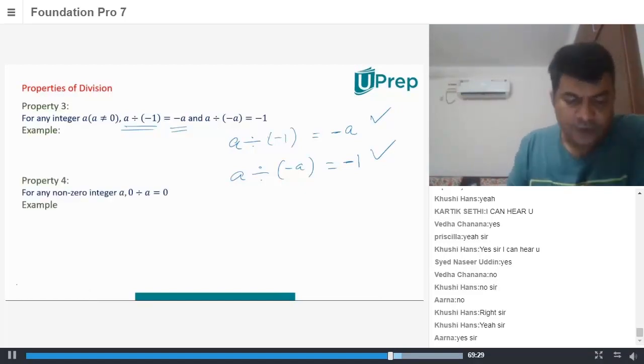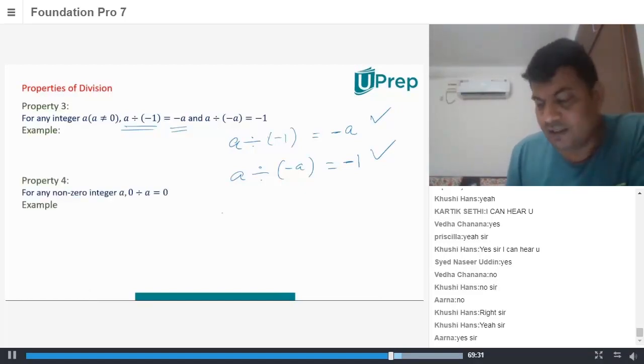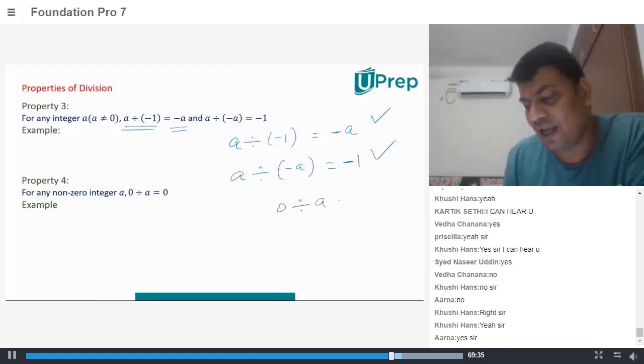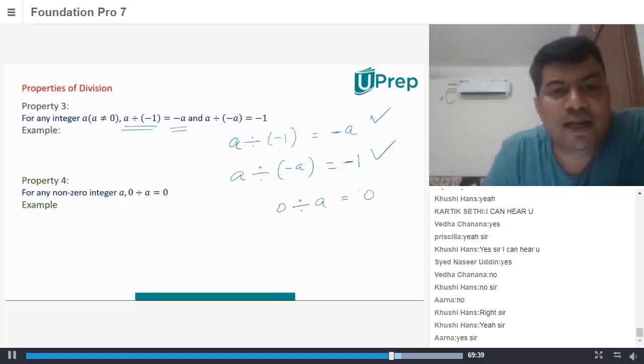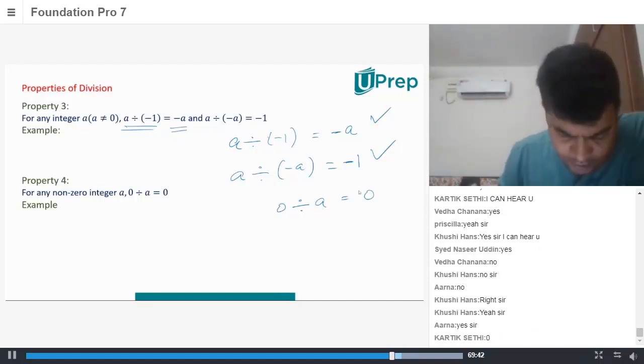So for any non-zero integer A, when you divide 0 divided by A, it will always give you 0. Yes, 0 divided by A will always give you 0. Good.